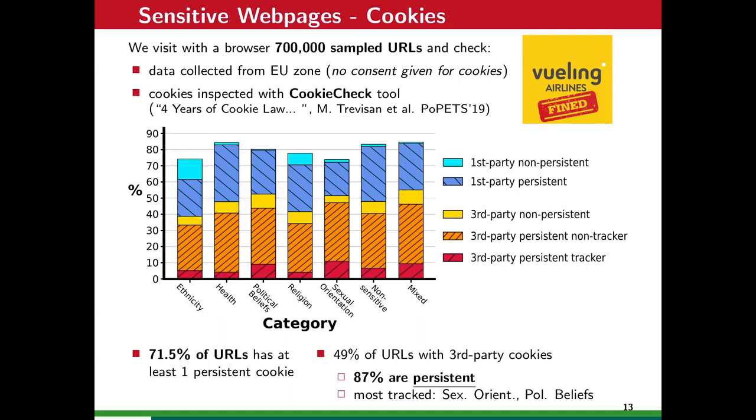According to the Cookie Check tool, the most tracked sensitive categories appear to be political beliefs and sexual orientation, but also in this case we do not observe huge differences compared to other categories. Similarly to what we did for the analysis of the protocols for sensitive and non-sensitive URLs, we conclude that also for cookies there is no evidence of special treatment reserved for web pages with sensitive content.